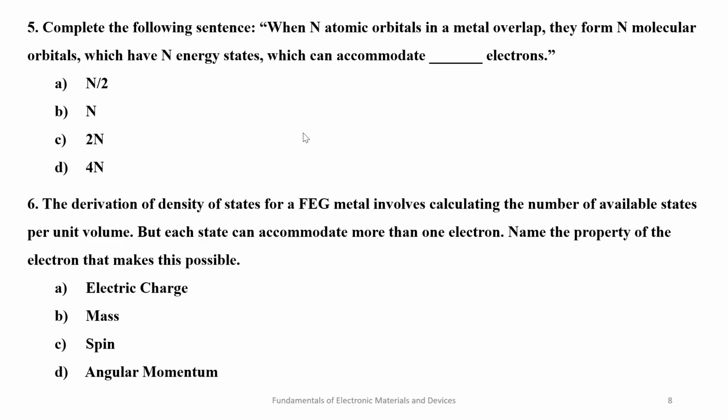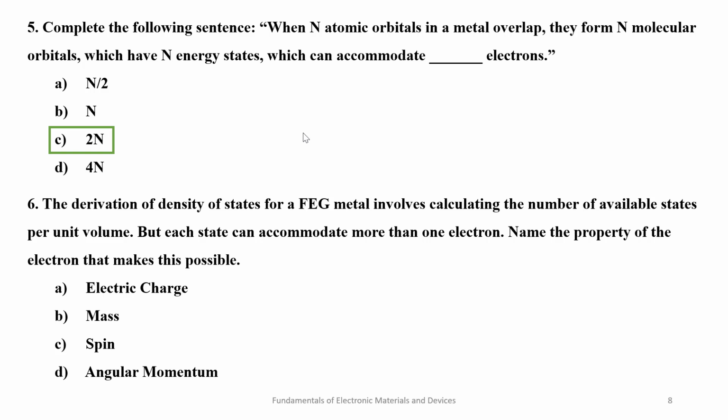Yeah, it will actually accommodate 2n electrons, such that one more law will be there, right? They should be of opposite spin. Can anybody tell me which law that is? Pauli's exclusion principle. Yeah. So I hope it's clear. It's 2n electrons.